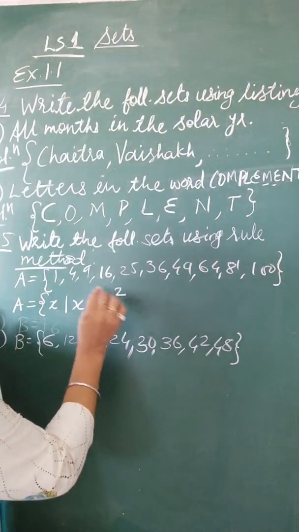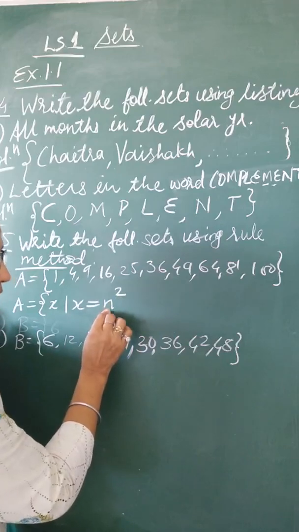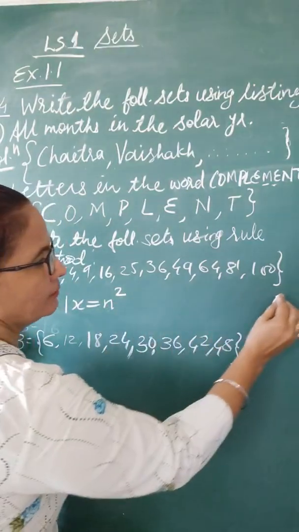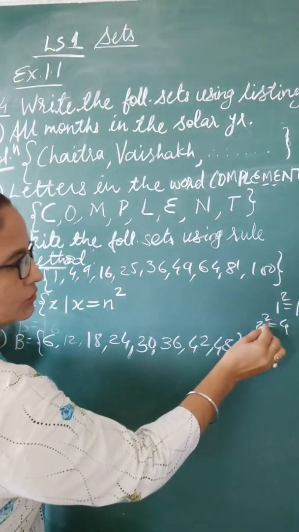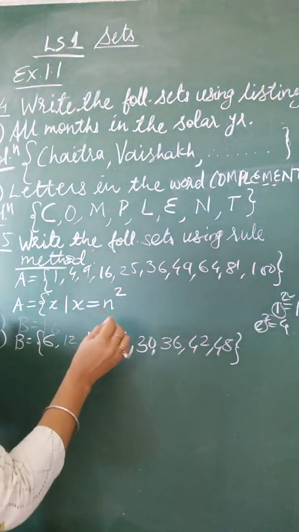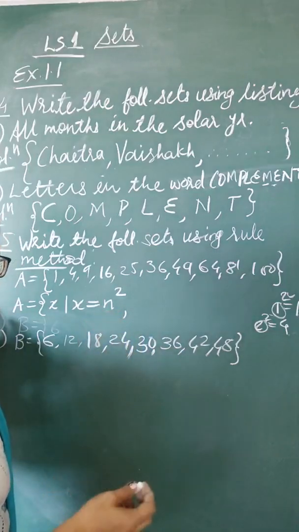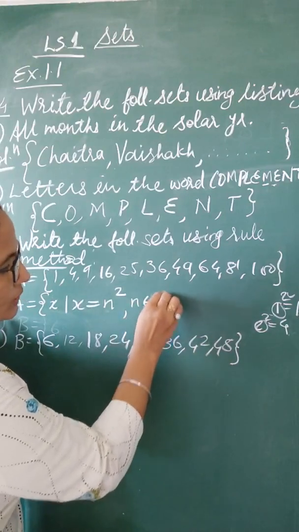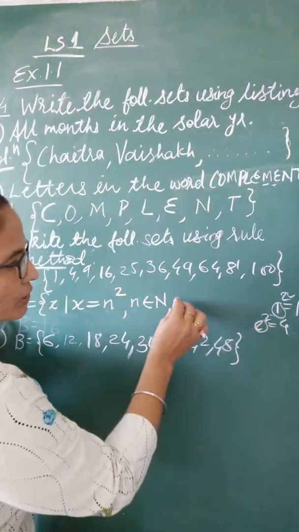See, the square is fixed. As you know, all these are square numbers. The square is fixed, and this n is any natural number which you have taken here. You see, I am changing this n: 1 square is 1, 2 square is 4. So n is changing, but the 2 is fixed. So x is equal to n square. Then you have to mention that this n, whatever you are taking, 1, 2, 3, 4, belongs to natural numbers, as this is 1 to 10. Now this n you have started from 1.